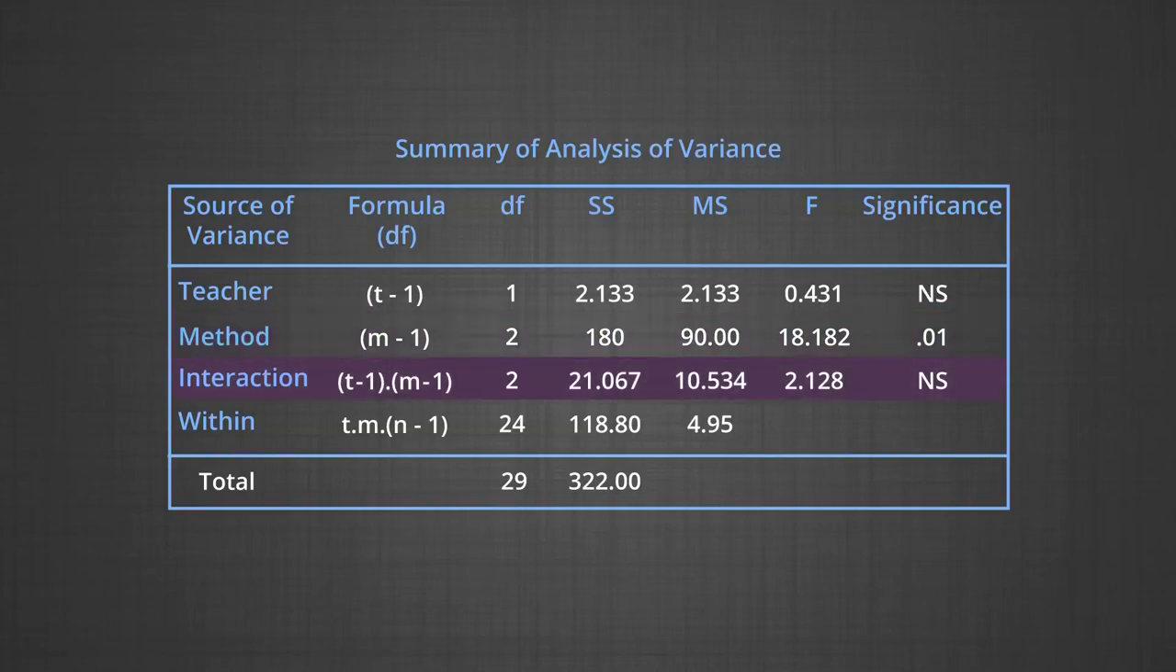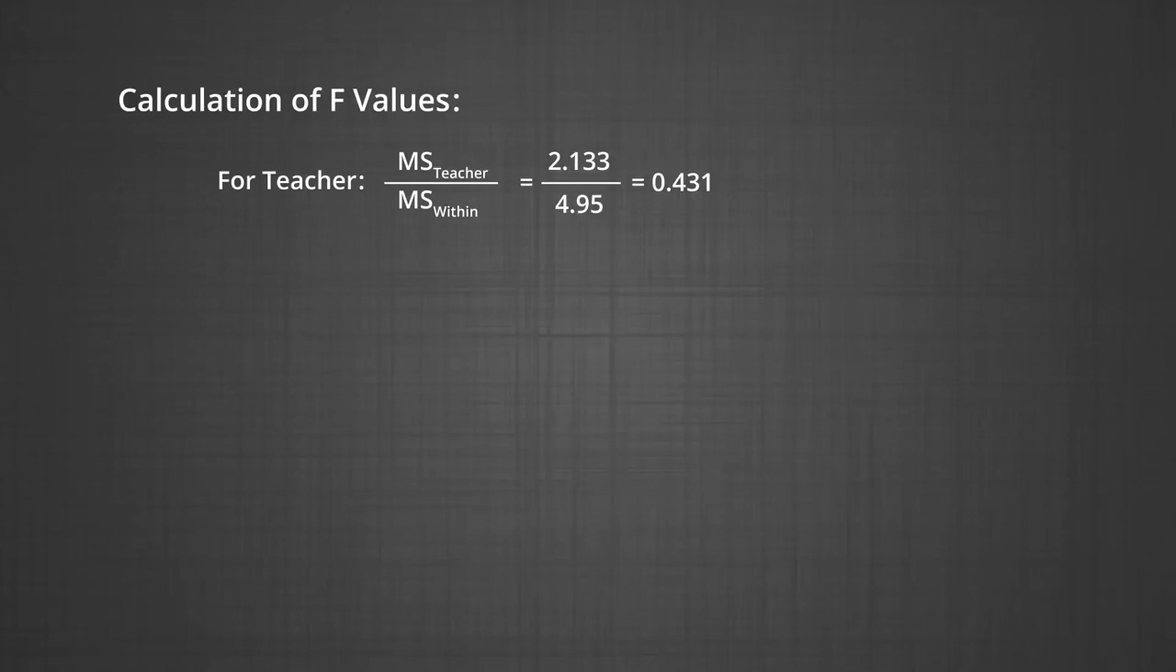The interaction value, again we come to degrees of freedom, T minus 1 times M minus 1 gives me 2. SS is 21.067, MS is 10.534, and F is 2.128. This is not significant. And within is TM times N minus 1, that is 24, and the SS is 118.8, MS 4.95, and the total has degrees of freedom 29, and SS is 322.00.